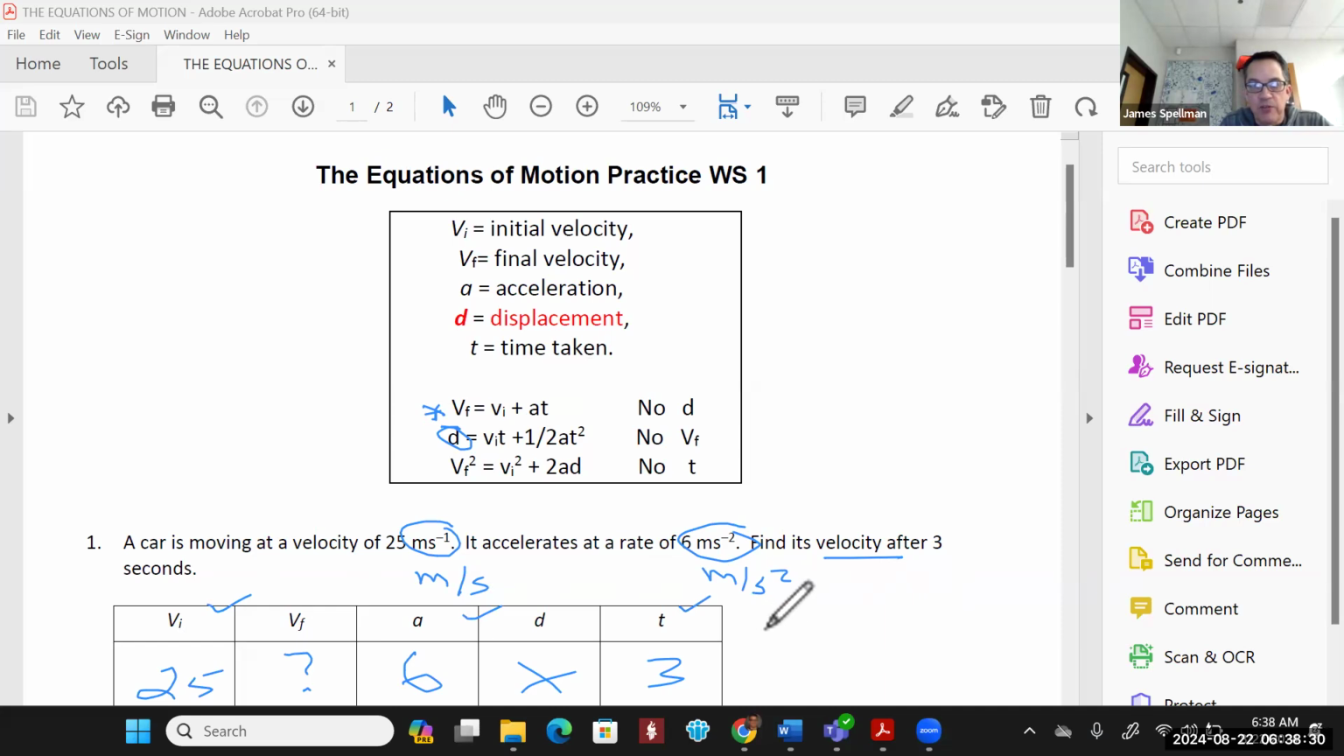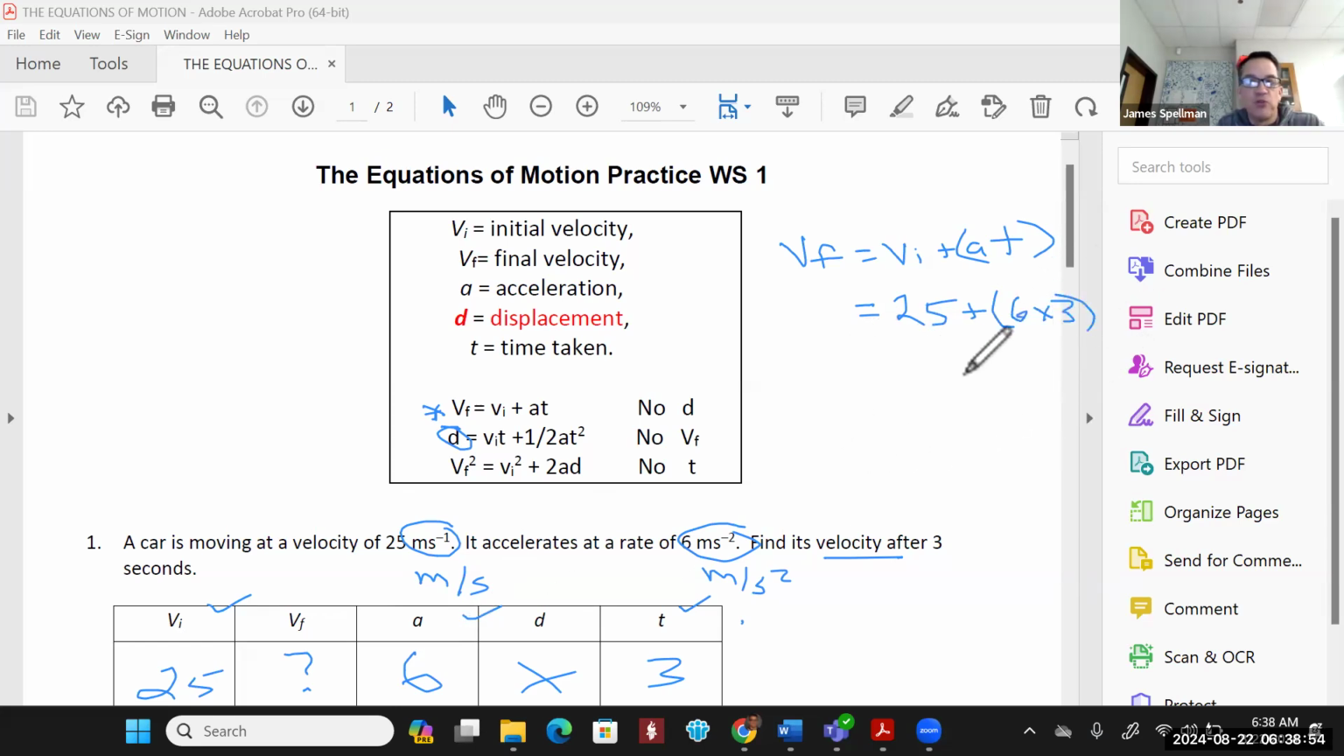So I'm going to set the thing up for us here, because it's, again, VF equals VI plus A, and again, this is like times T. If I substitute things in, VI, if we come down here, was 25. And then if we multiply A and T together, it's going to be 6 times 3.